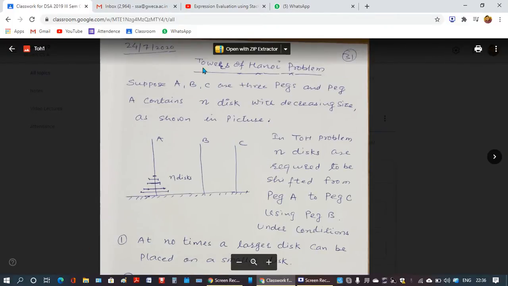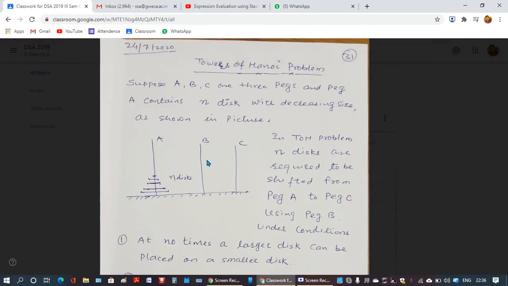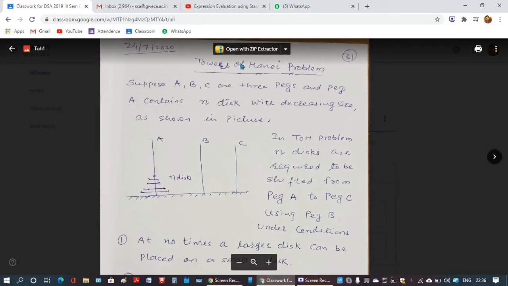Today we are discussing the Tower of Hanoi problem, which is part of your stack applications. So one stack application is reversal of a given list of elements using a stack, and another application is expression evaluation and Polish notations, which you have already studied. So in this class we are studying a classical problem called the Tower of Hanoi problem.